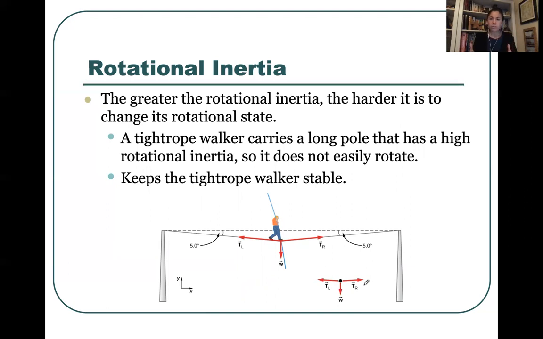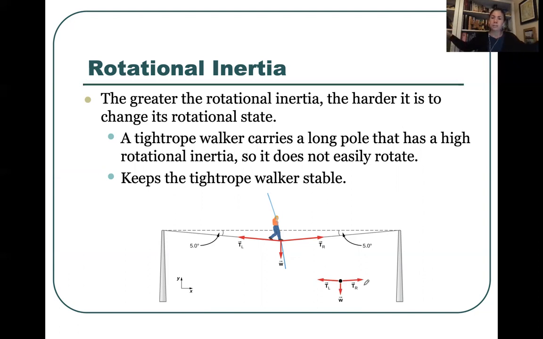Why would you want to increase rotational inertia? You want to have as much inertia as possible because you do not want to rotate very easily. So if you want to stay balanced, you're going to hold on to that long pole. Another way to do this is that if you're walking along a line, your tendency will be to stretch out your arms, and that's exactly what you're doing. You are increasing your rotational inertia, so you're more balanced.